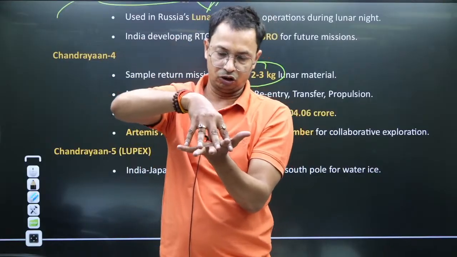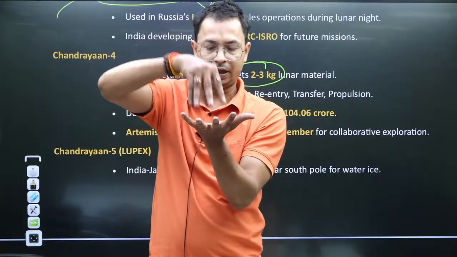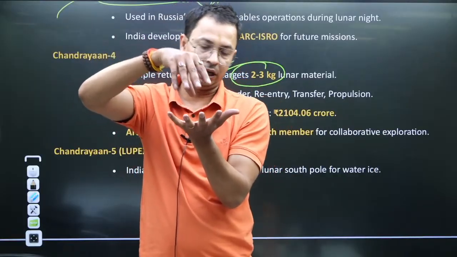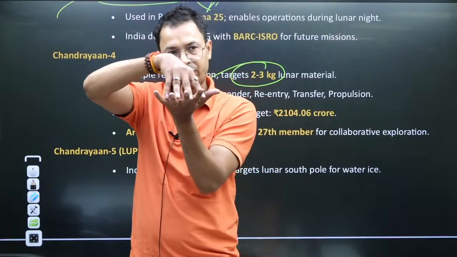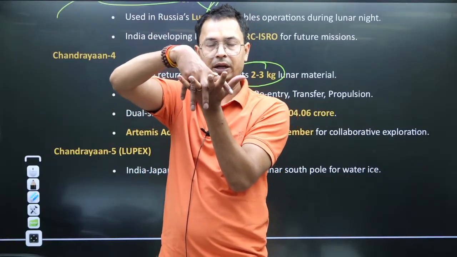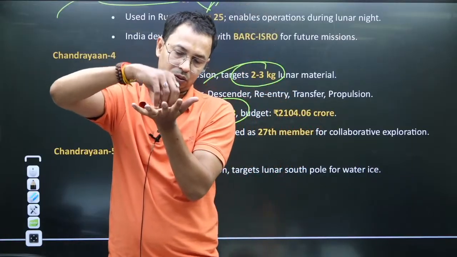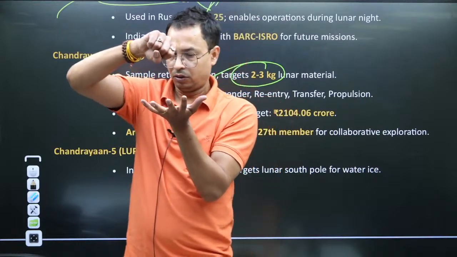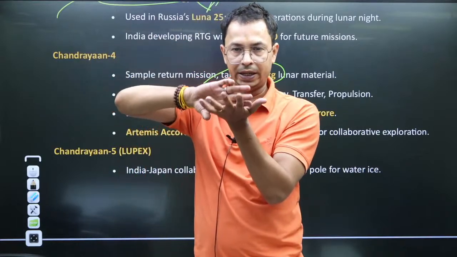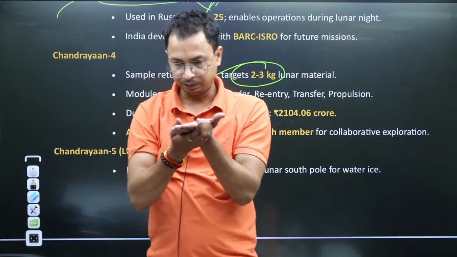Now there is a soft landing. From the descender module there will be drilling, and there will be sample collection from the surface and subsurface. After collecting, the samples will be put into two different containers, one container for the surface sample and another container for the subsurface sample.